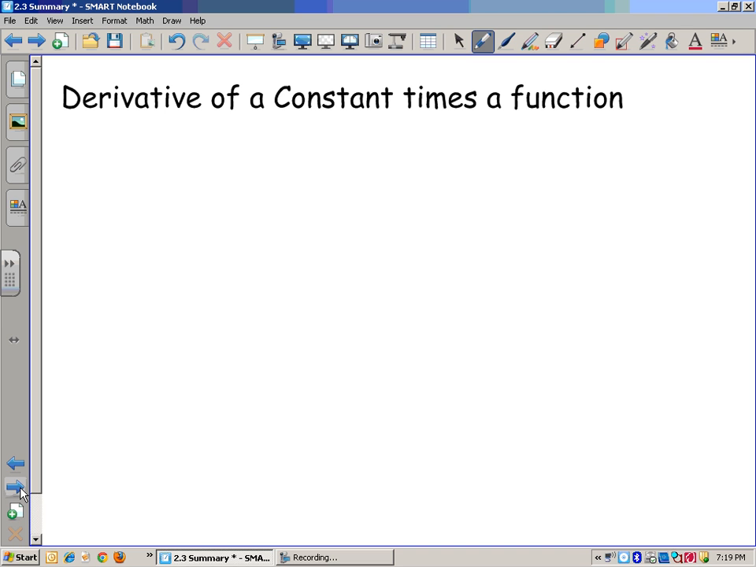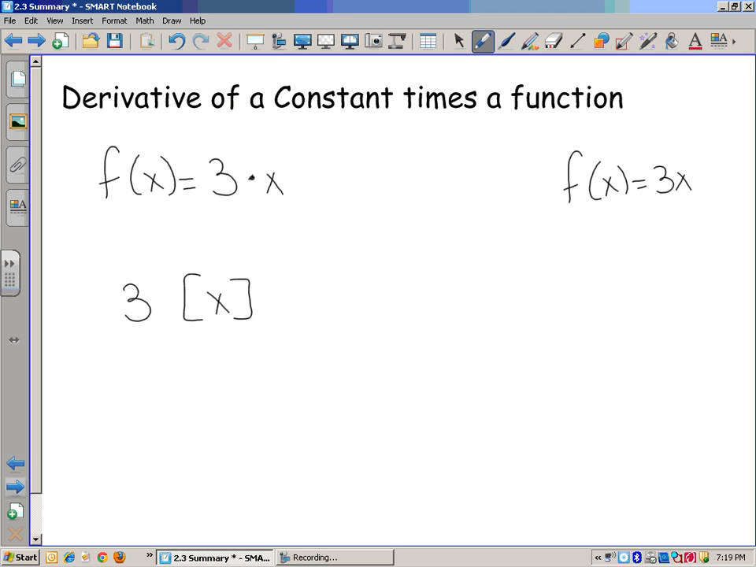The second thing we're going to do is take the derivative of a constant times a function. Okay? So let's stay with that same example, and we're going to use 3 times x. You wouldn't normally see it that way. You would normally see it, f of x is equal to 3x, and you'd say, oh, that's 3x, okay? But what I'm going to say is, hey, I'm going to pull the 3 out, and then I really just have this function x, so to speak, right?